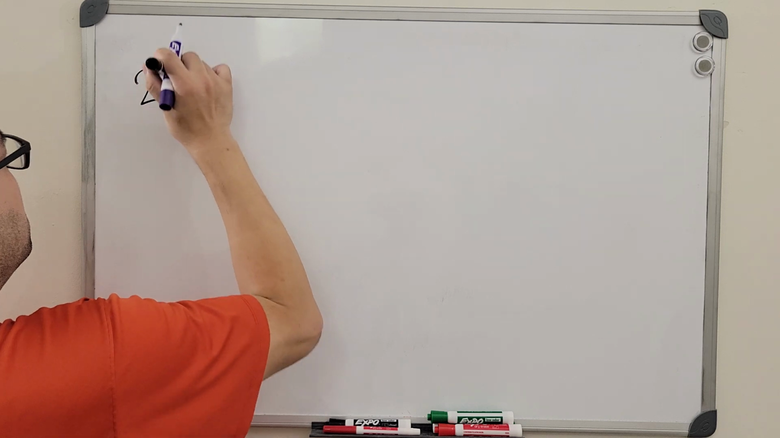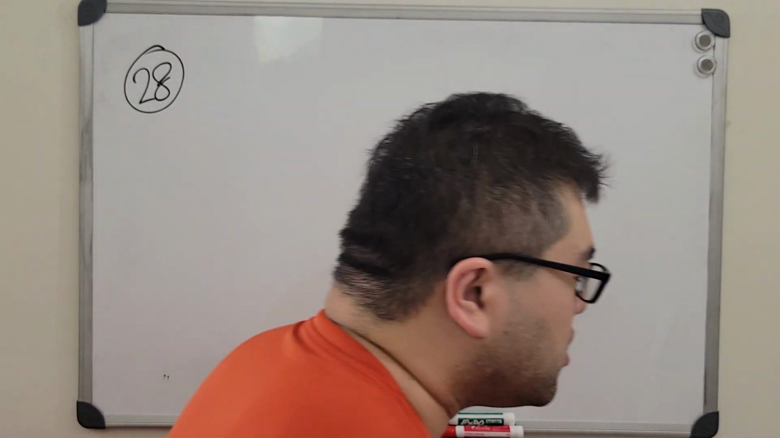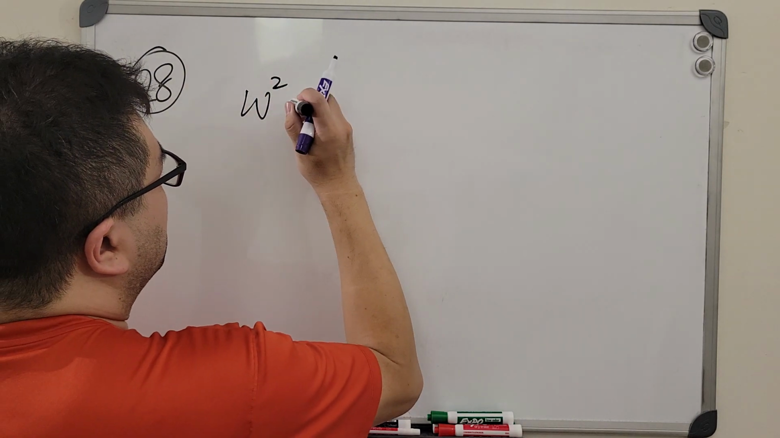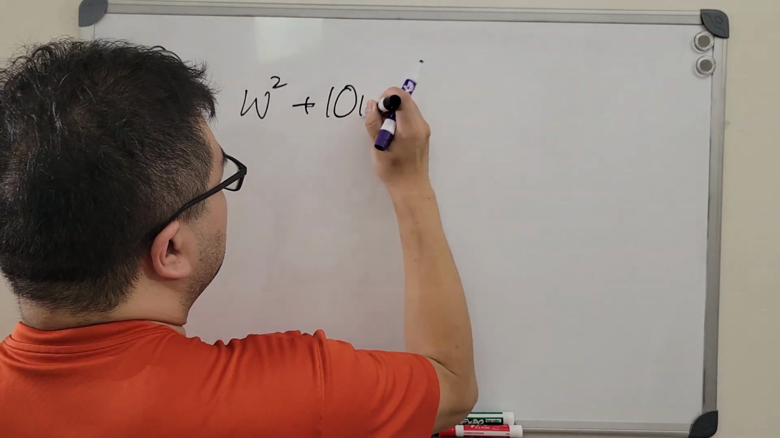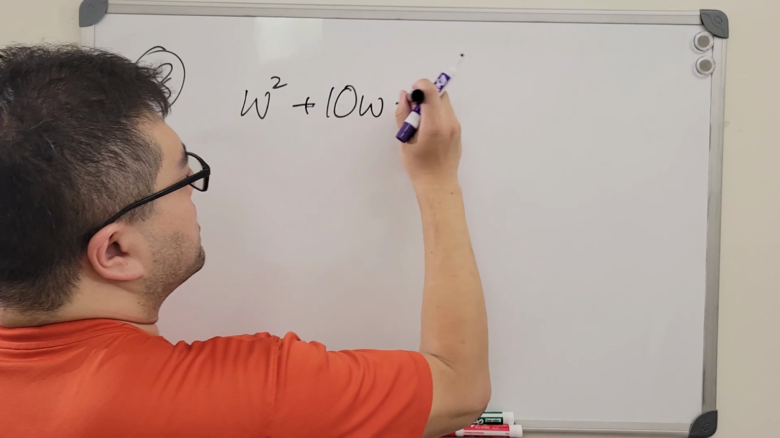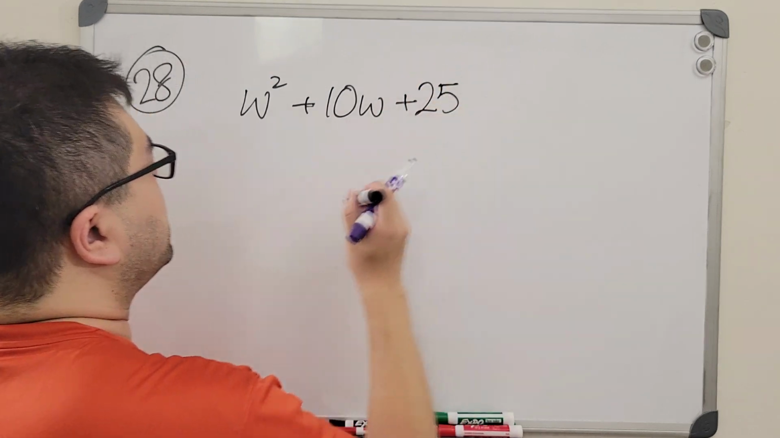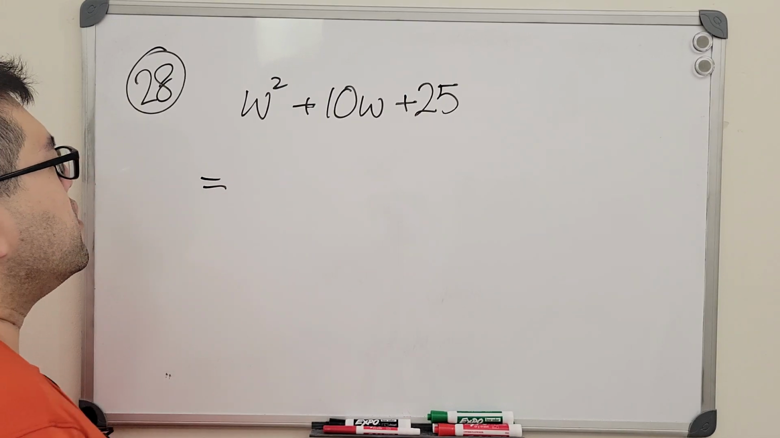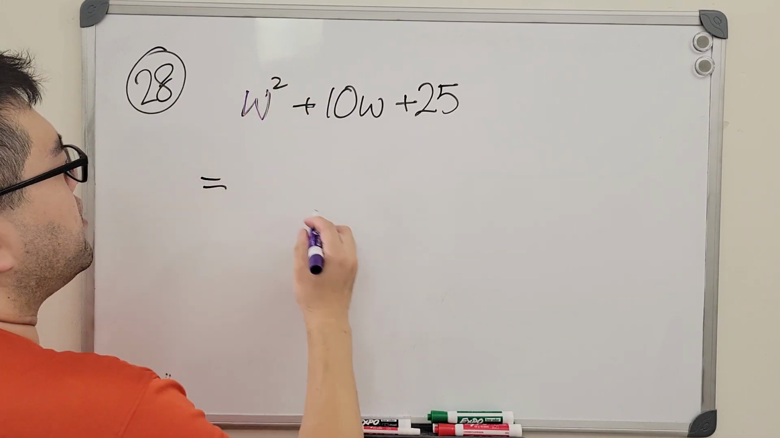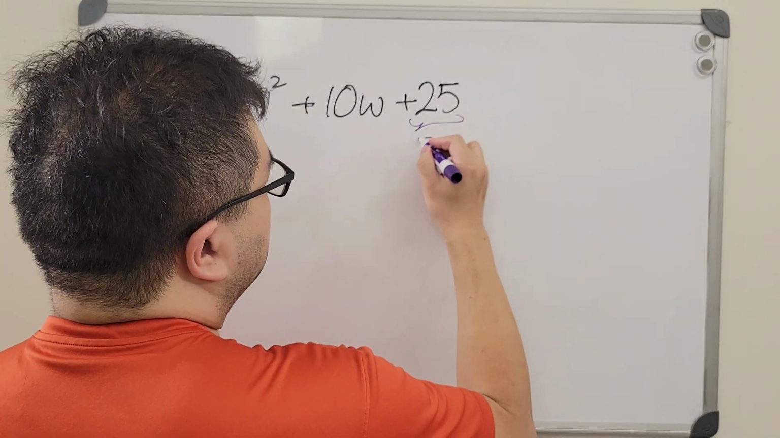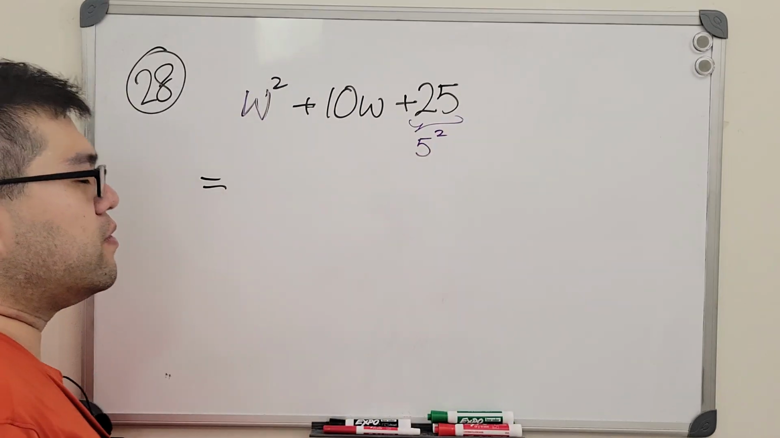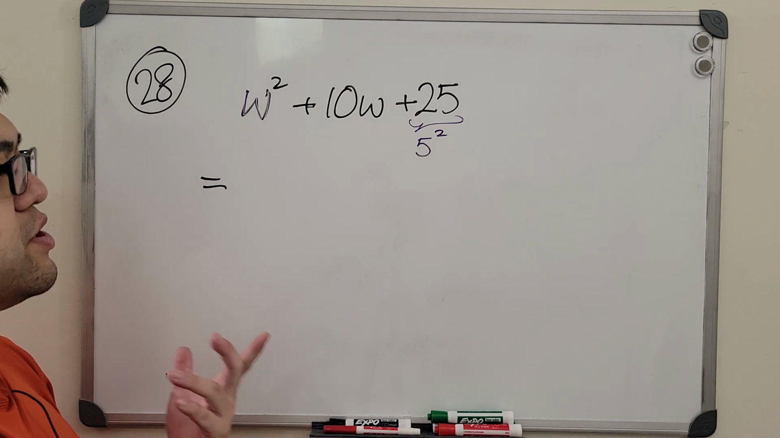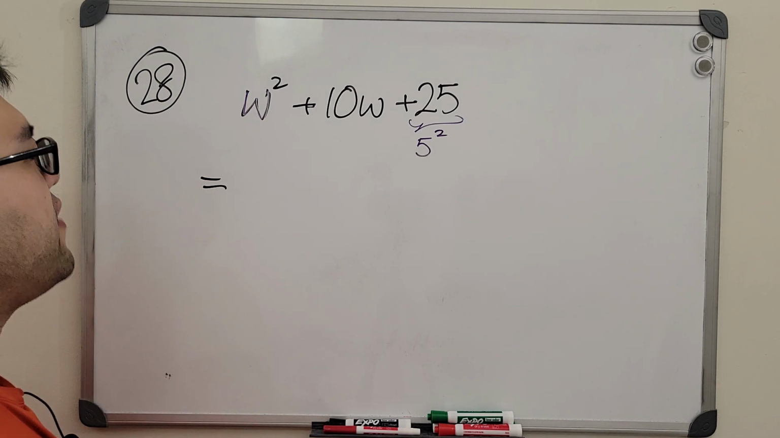Okay, number 28. We have w squared plus 10w plus 25. So if we try to use the formula, we have a as w, and b squared is 25, which is the square of 5. So our b is just 5.